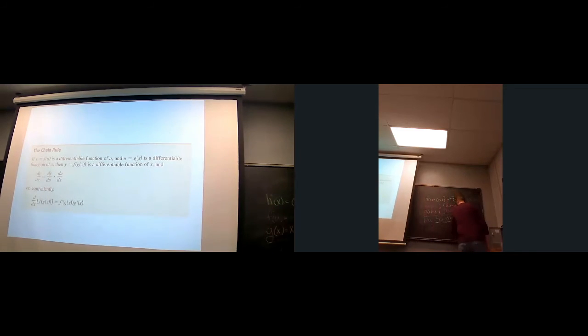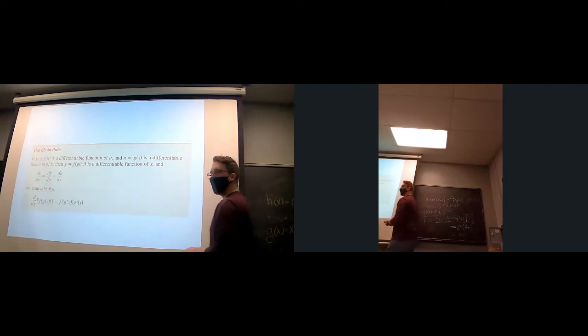So then, knowing that, this must give us 2 times u. Well, we just said u is equal to g of x, so that's 2 times x plus 1. Or 2x plus 2. Right?